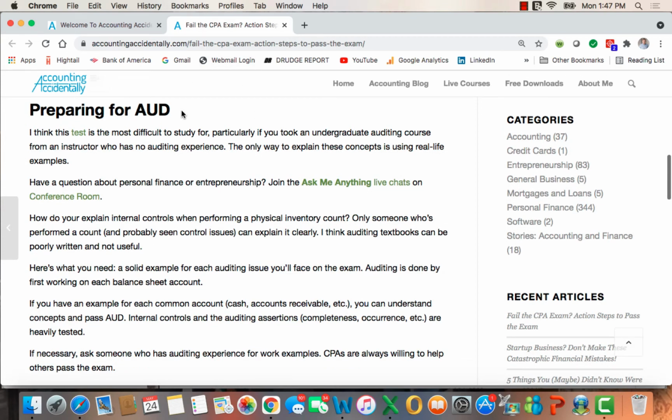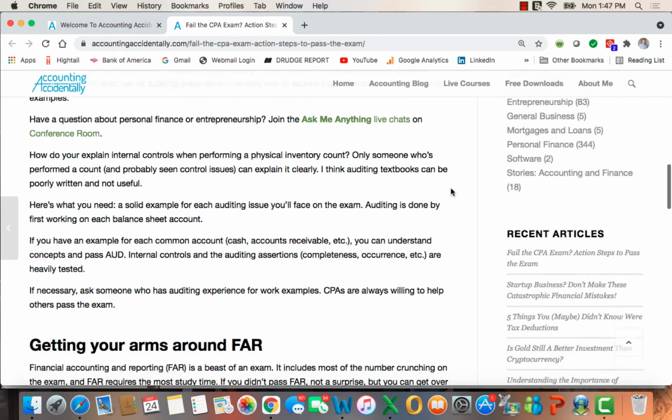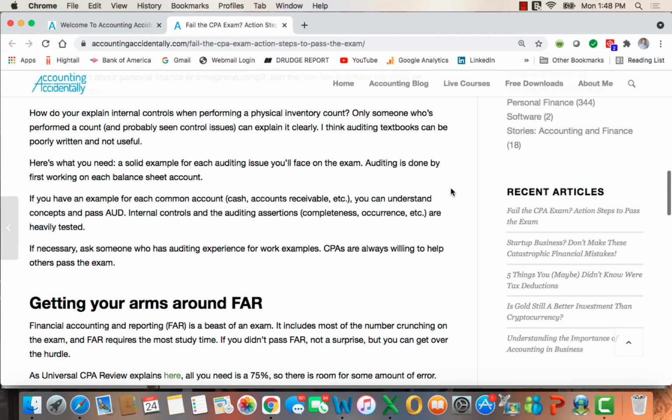AUD, or auditing. I think this test is the most difficult to study for, particularly if you took an undergraduate course from an instructor who doesn't have any auditing experience, because I think the only way to explain these concepts is through real life examples. And the example that I use is, what about internal controls when performing a physical inventory count? Well, unless you have actually done a count and seen what can go wrong in terms of controls, it's very difficult to explain it clearly. And I think that auditing textbooks, of all the texts that have to do with the CPA exam, can be poorly written and not very useful.